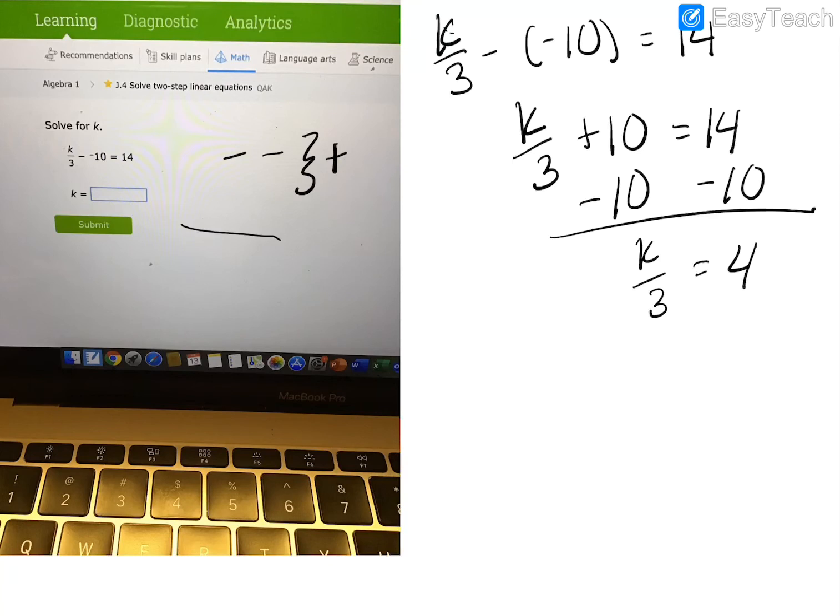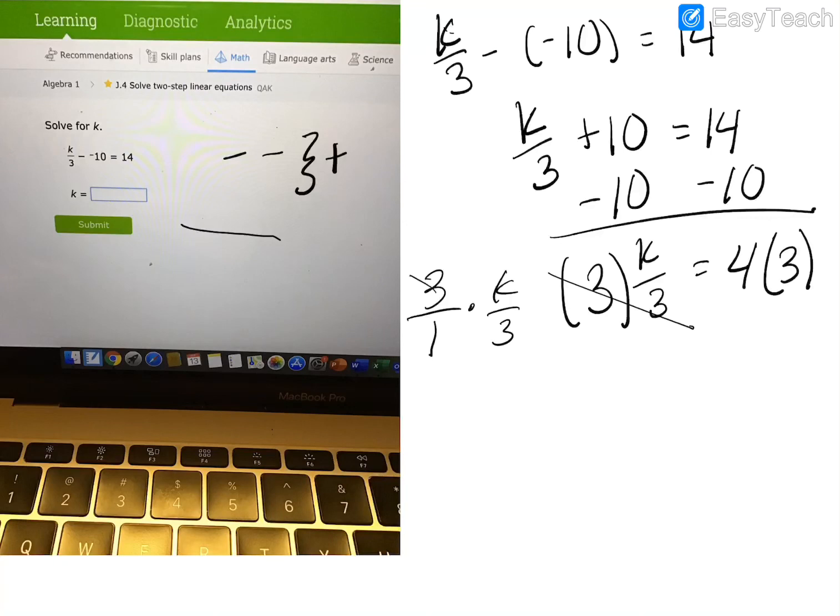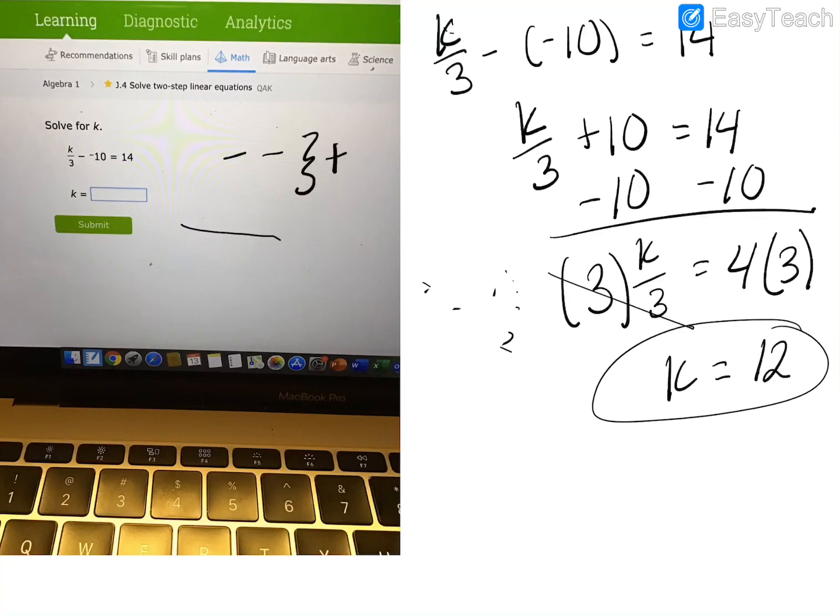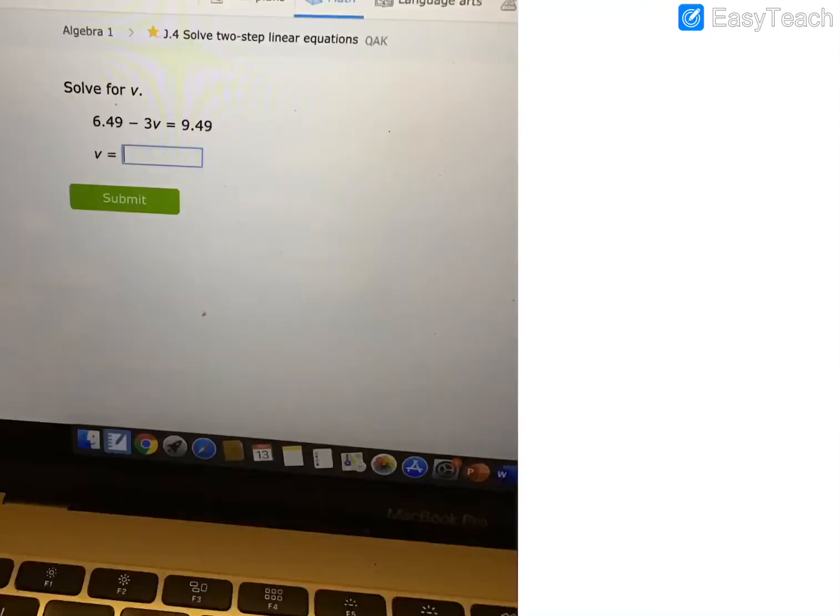So now, since something divided by 3 gives us 4, we want to know what 4 times 3 is. So we multiply both sides by 3. These cancel as if we had 3 over 1, which is the same thing as 3, times k over 3, they would cancel out. Okay? Now, k equals 4 times 3, which is 12. Let's look at this one.